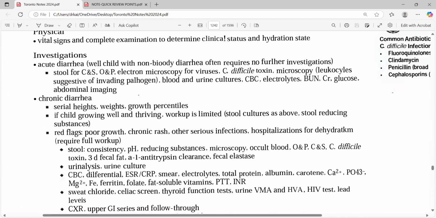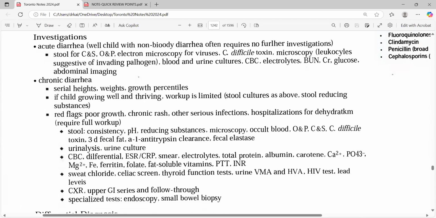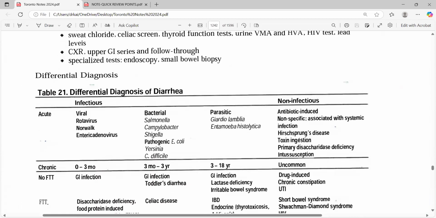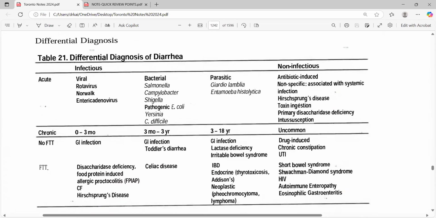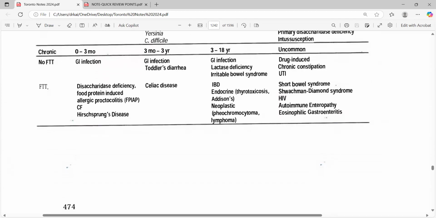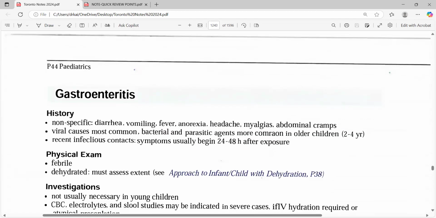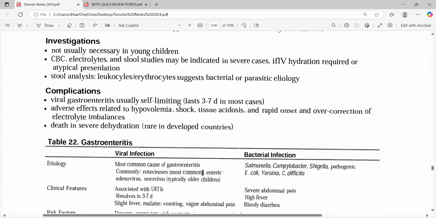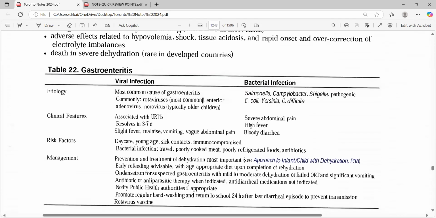When we do investigations, don't forget about the stool culture and sensitivity, ova and parasite. Then we go for something else. Here you can see the differential diagnoses for acute and for chronic diarrhea. They are kind of different. Then gastroenteritis, you can see this table. It will help you more than enough, okay?